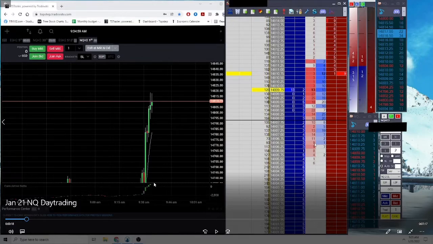Another thing that I'll look at is cumulative delta, but I don't really like the chart and the cumulative delta. I don't really trade based on that at all. I'm focused right here on the depth of market.